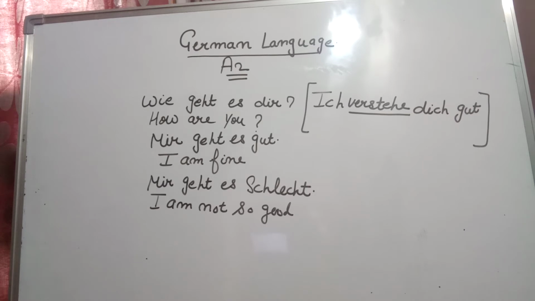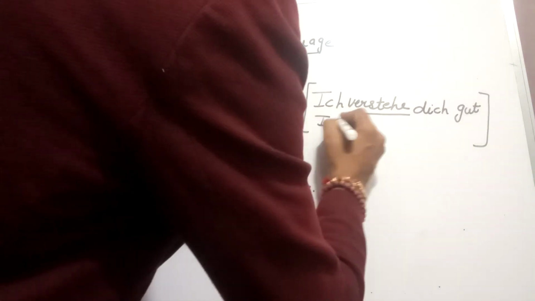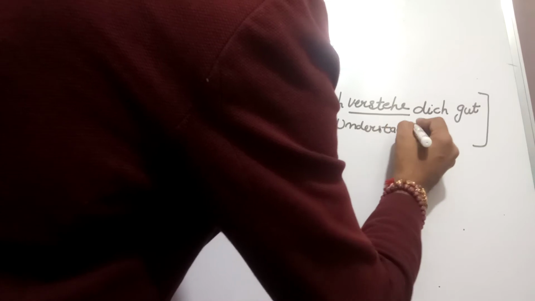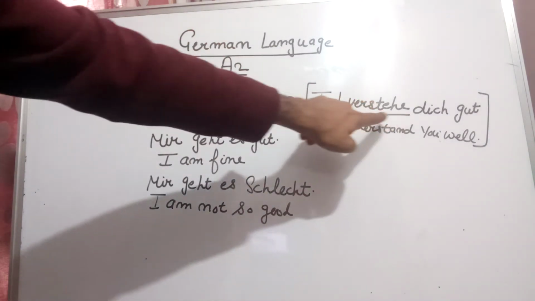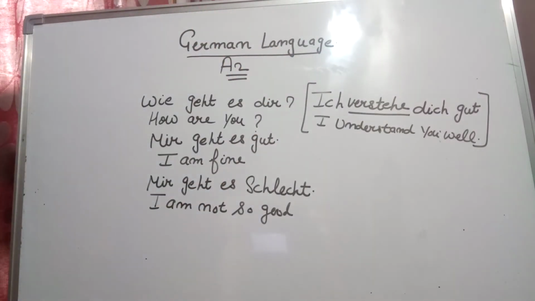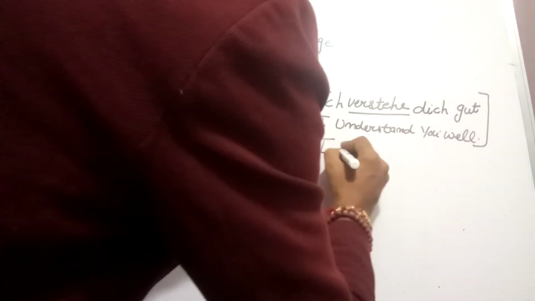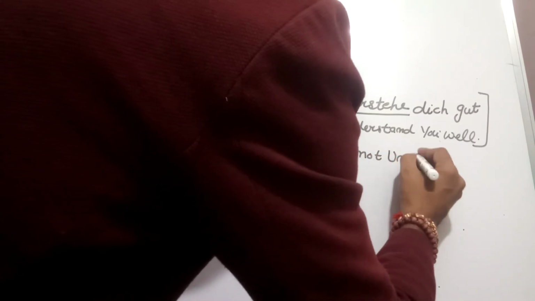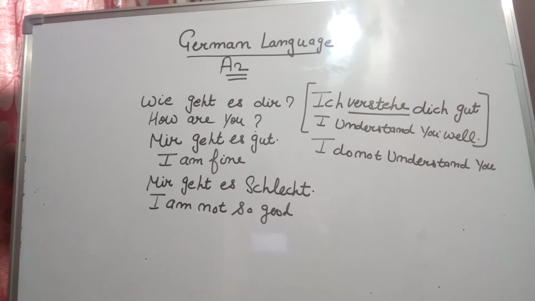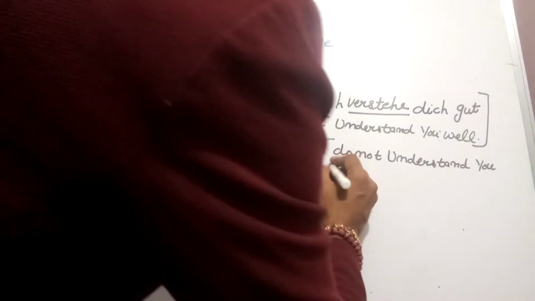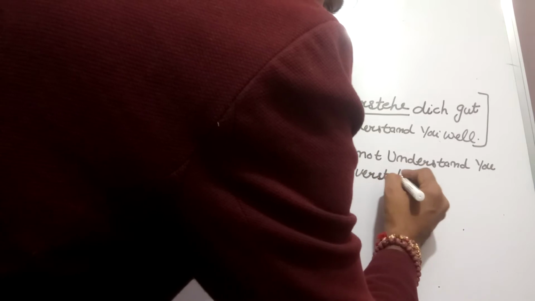If you're saying, I understand you well. Ich verstehe. Verstehen is my verb basically. Because you have to have your phrases in place first. I understand you well, it means I understand you well. If I'm saying I understand you well, so you can say like this, ich verstehe. Basically, we have the verb verstehen. Verstehen is a full verb, to understand. Because I understand, that is, ich verstehe dich gut. Is that clear to you?